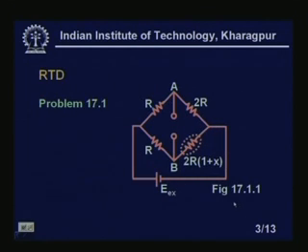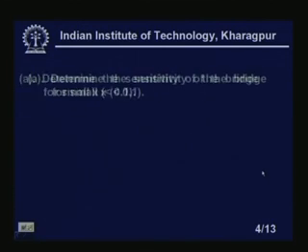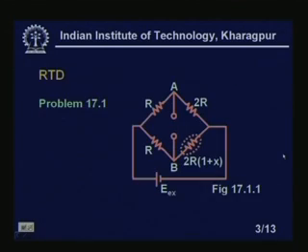This is problem number 17.1. It is basically on an RTD. You can see one Wheatstone bridge here. This is the RTD, and there are some resistors of R and 2R, and this is the excitation voltage of this Wheatstone bridge. The question is, determine the sensitivity of the bridge for small value of x. If I go back, you can see what x is. So, this is our x.